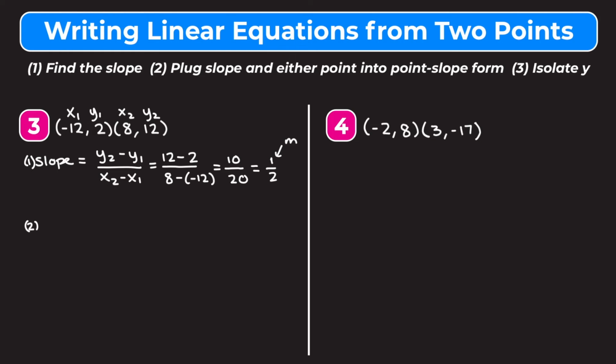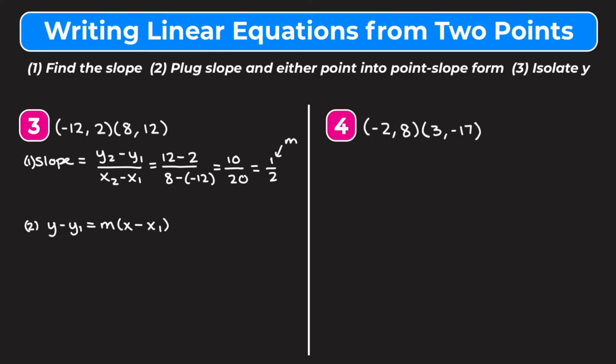Step 2, we're going to plug this into point slope form, so I'm going to rewrite point slope. y minus y1 is equal to m times x minus x1. And we can choose either point. I'm going to choose the second point, 8, 12. So I know it says x2, y2 above that. That was just for the slope. So I'm actually going to erase this so it doesn't confuse you guys.